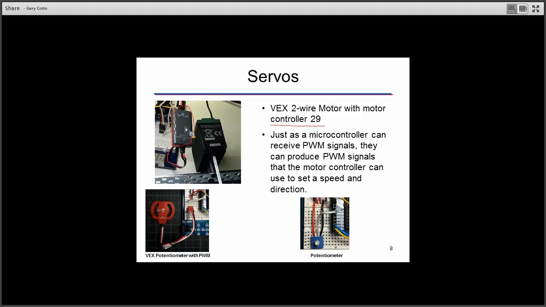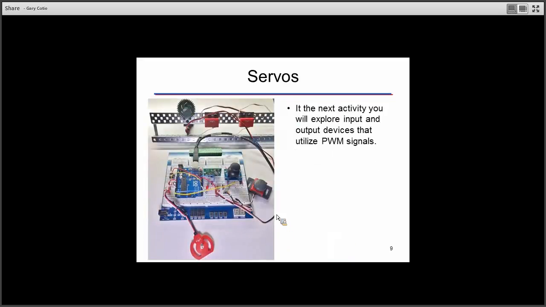What they want you to do is an activity where the students hook up the 29 controller and the motor. They're also going to use the potentiometer. Of course, if you don't have the VEX ones, you can use the other type of potentiometers that are available in the electronics lab. I'm going to cover this in a separate video, actually going through and setting this all up. Here's a picture.